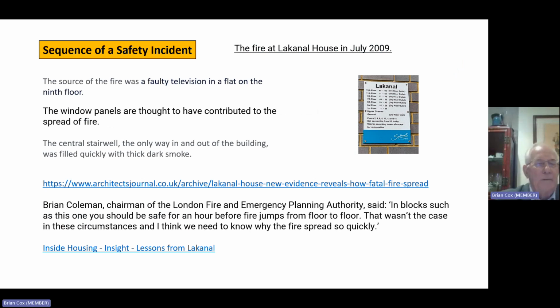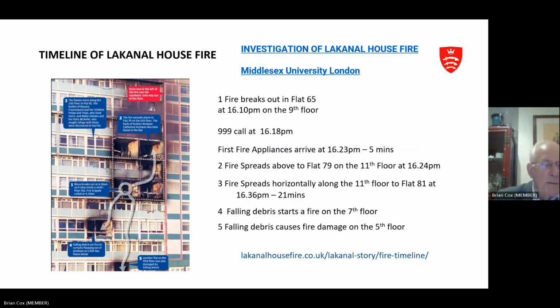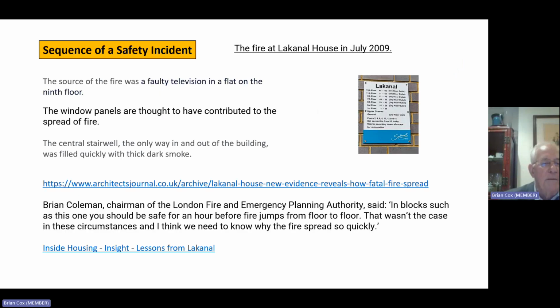So the sequence here was, the source of the fire was a faulty television in a flat on the 9th floor. It's thought that the window panels contributed to the spread of fire. So we just look back 1 minute. You can see the window panels are these green parts beneath the windows. So the thinking is that the fire resistance of these window panels was too low and allowed the fire to spread very quickly. The central stairwell, the only way in and out of the building, was quickly filled with thick, dark smoke.